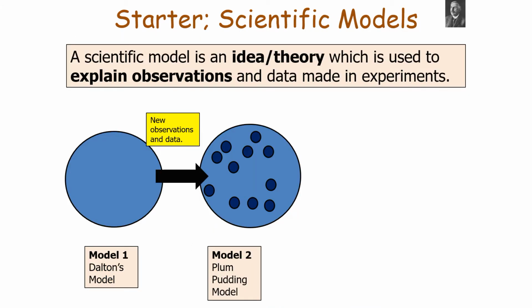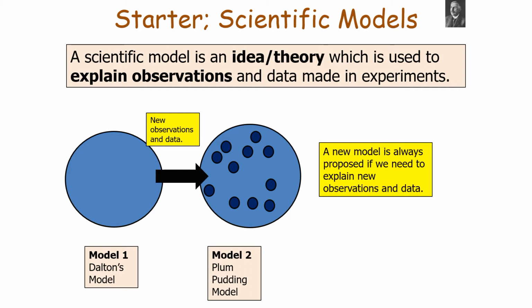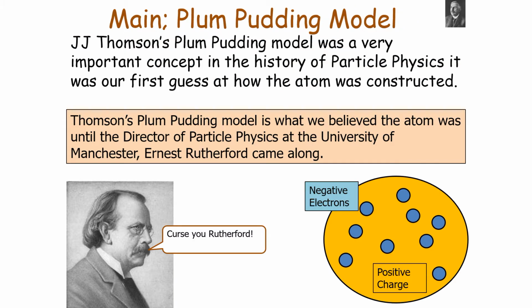So with our new observations and data, we change to model 2 because a new model is always proposed if we need to explain new observations and data. So J.J. Thomson's plum pudding model was a very important concept in the history of particle physics. It was our first guess at how the atom was constructed.